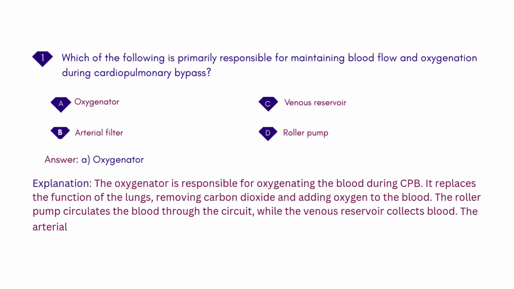It replaces the function of the lungs, removing carbon dioxide and adding oxygen to the blood. The roller pump circulates the blood through the circuit, while the venous reservoir collects blood. The arterial filter removes any debris from the blood.